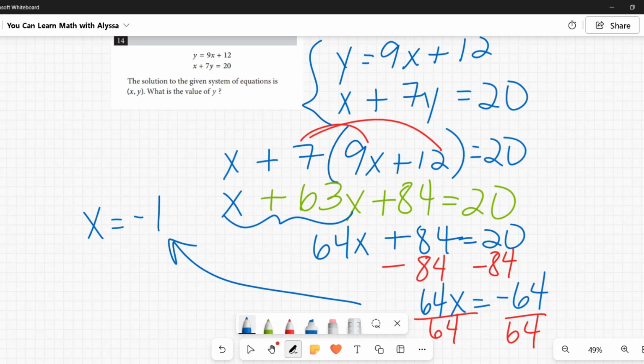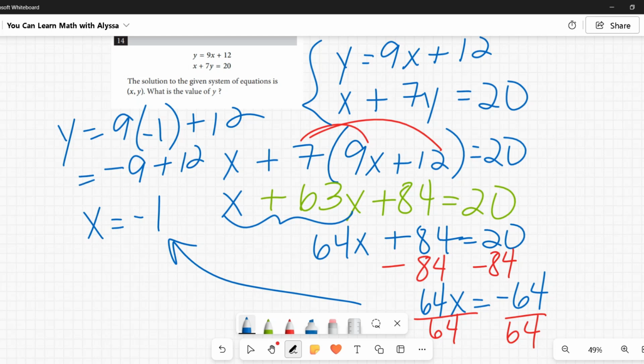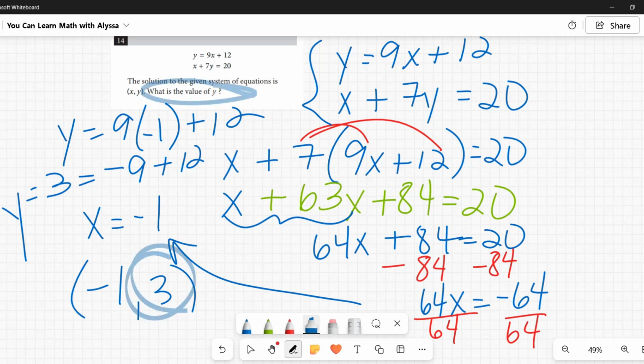I'm going to do the top one, where it says y is equal to 9 times x plus 12. And that x we've just said is negative 1. So 9 times negative 1 is negative 9 plus 12. That would be 3. So that is my y. So the solution to this given system of equations is negative 1, 3. But they asked for the value of y, so that's 3.